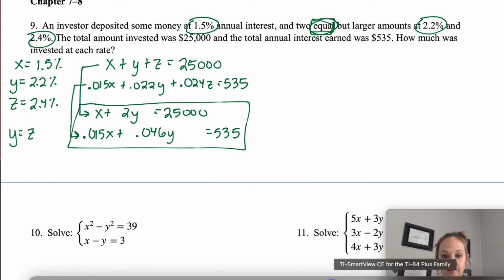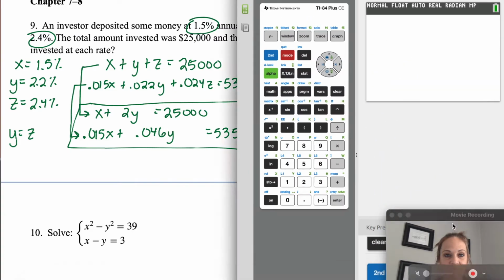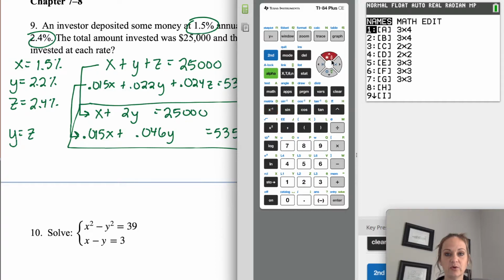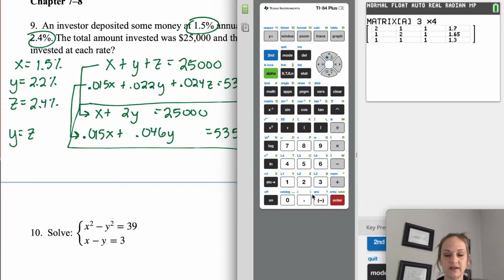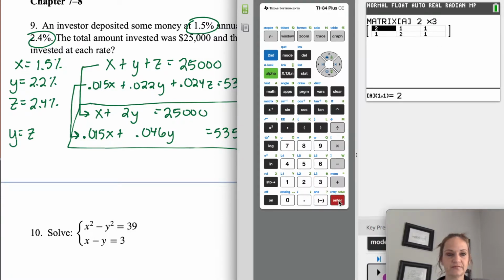So I'm going to pull up my matrix. I know I'm going to edit a matrix. It is a 2 by 3. And it's going to be 1, 2, 25,000. And then 0.015, 0.046, and 535.